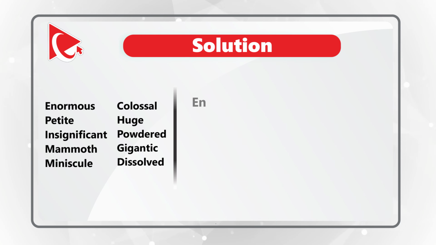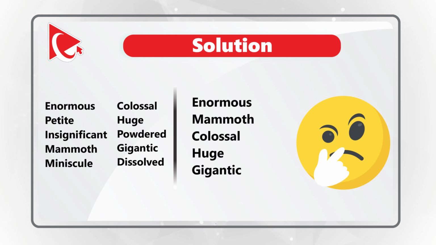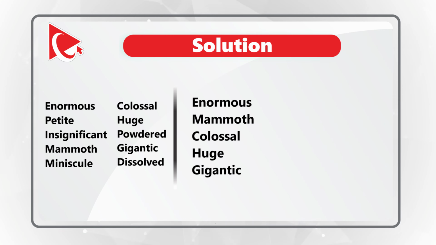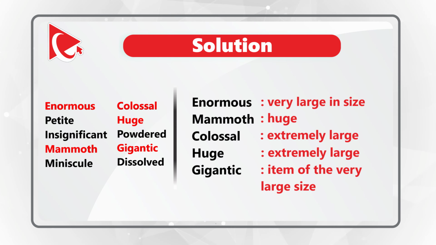The words enormous, mammoth, colossal, huge, and gigantic are similar in definitions to the word large. Enormous means very large in size. Mammoth means huge. Colossal means extremely large, as well as the word huge has a similar meaning of extremely large. And then finally, the word gigantic means item of a very large size.